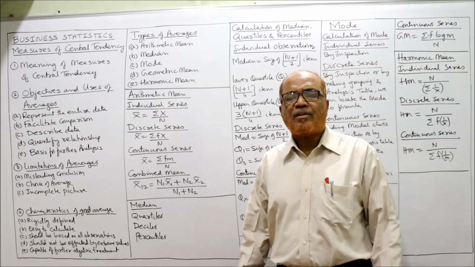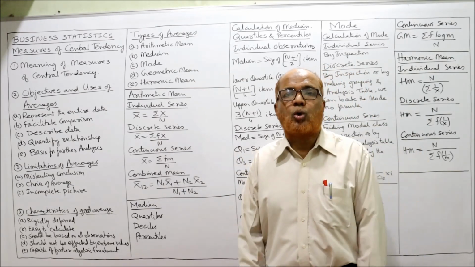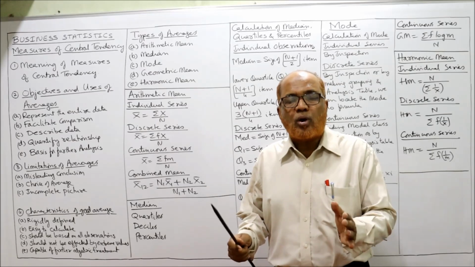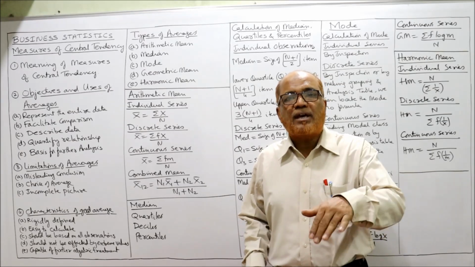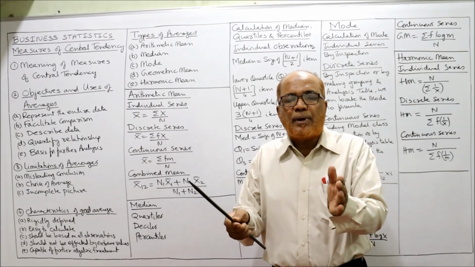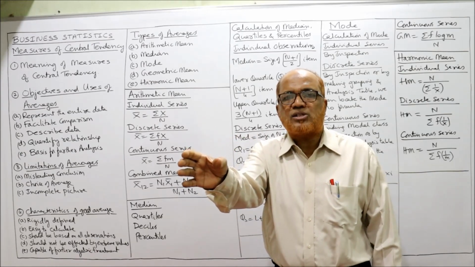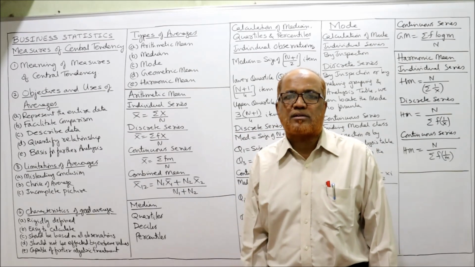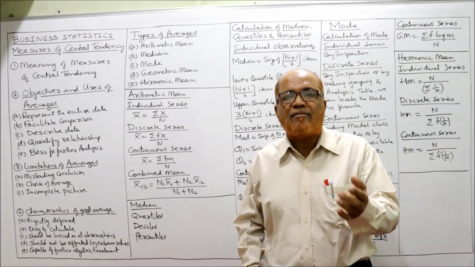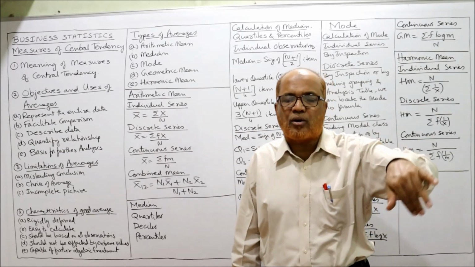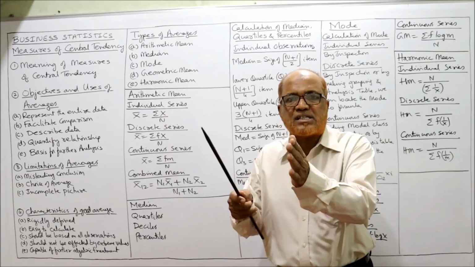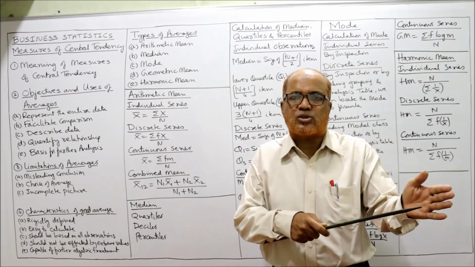Combined mean. When we have 2 or more than 2 groups, then we can calculate the combined mean. Example: 2 classes are there, class A and class B. In class A there are 30 students, in class B 20 students. We want to find the average marks of both classes combined.